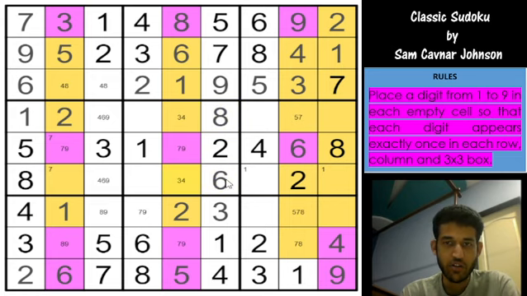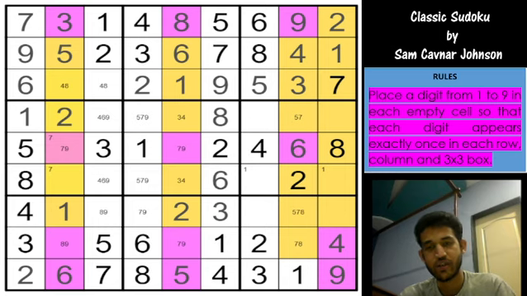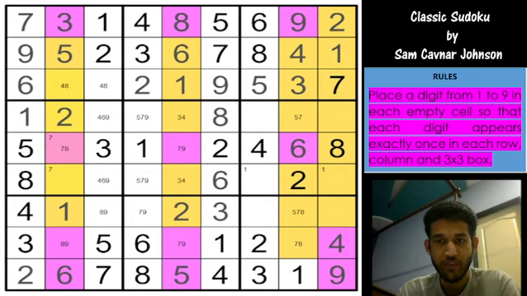So 1, 3, 4, 2, 6, 8. Okay, so these must be 5, 7, 9. Sorry. I hope the colors are not too much of a hindrance. I'm actually leaving them on purpose because we found that beautiful jellyfish, guys. And that removed the 9 from here, because of which we found a pair. That's why I'm intentionally leaving the colors there so that you get a better feel of how the Sudoku worked.